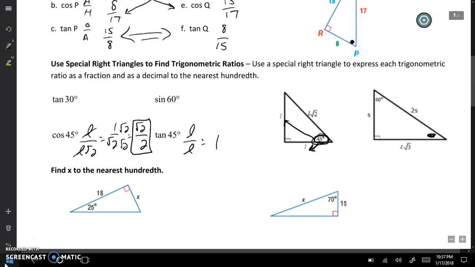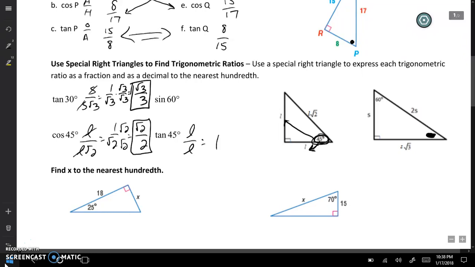Okay, the tangent of 30. So here's your 30-degree angle right here. Tangent is opposite over adjacent, and so that's S over S root 3. So that's 1 over root 3, but then we have to rationalize that denominator, and you get root 3 over 3.